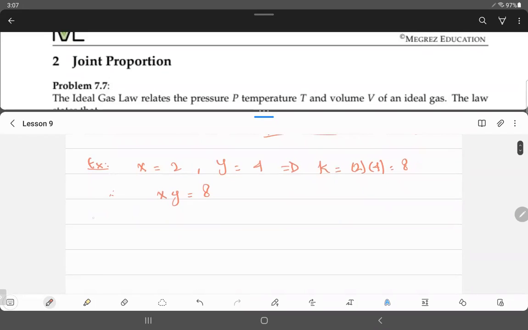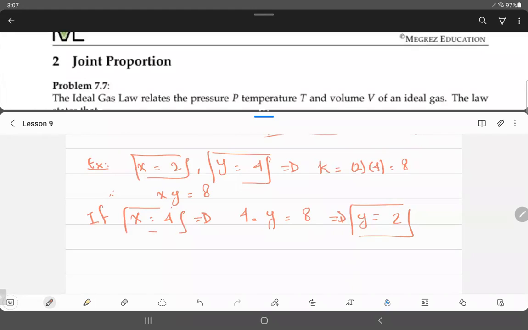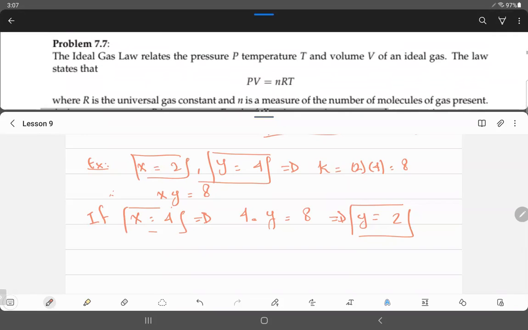So if I tell you, what if x equals 4? What is y? You just tell me y is 2. When x was 2, y becomes 4. When x becomes 4, y becomes 2. So if one doubles, the other one becomes half. This is the inverse relationship, okay? So that takes me to this problem.